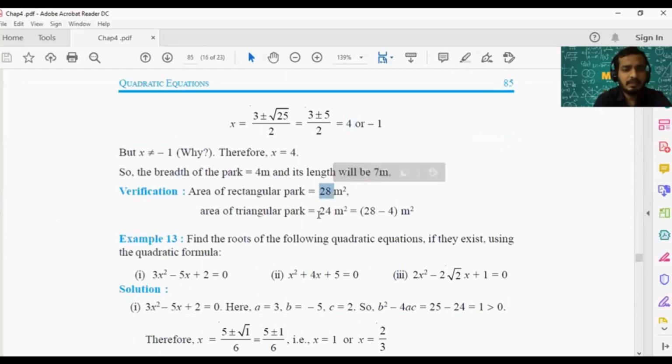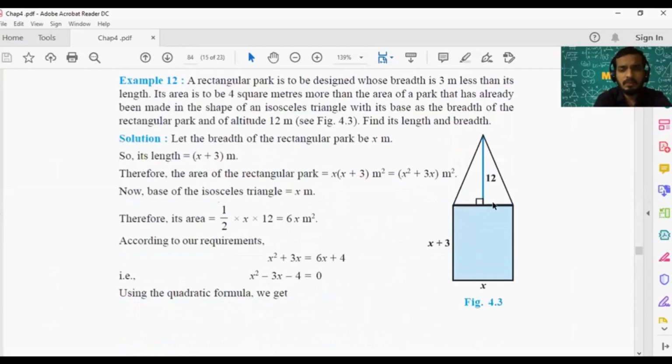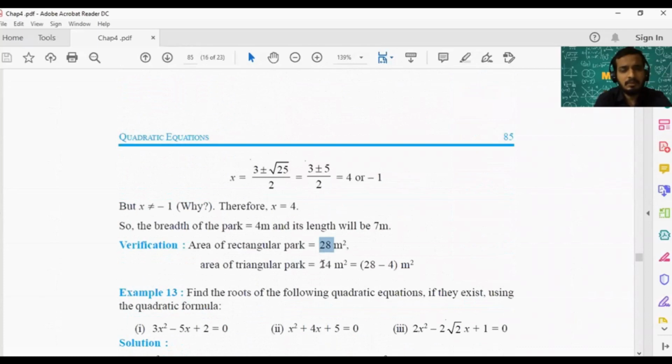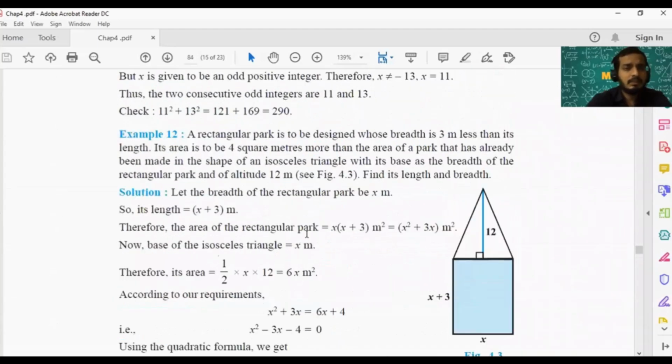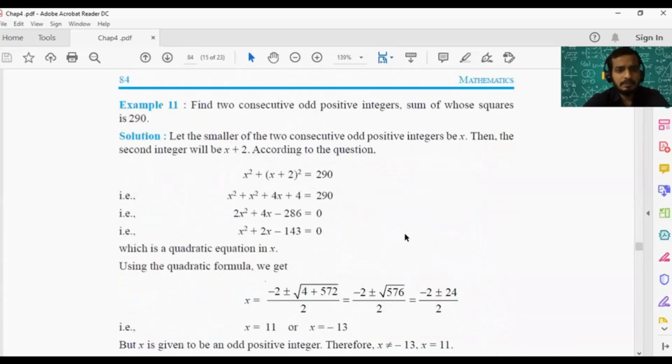And the area of the triangular park will be what? Half into 4 into 12 will come. So 2 into 12, that is 24 meters square will come. Okay. So a similar question you can expect. Here the equations are not given directly, so from the statements we want to identify the equation. We have practiced similar questions, finding the equation from the given statements, in 8th standard and also in 10th standard in pair of equations as well. Okay, so come back to the first question.